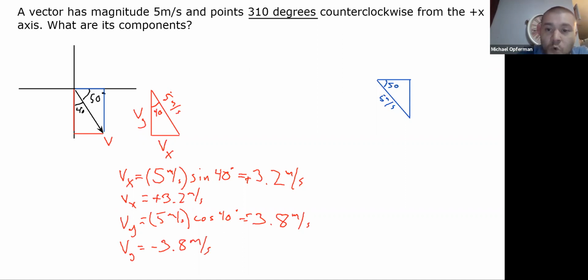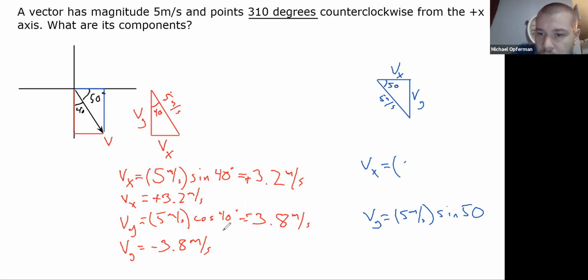All right. What if you solve it using the blue triangle? In this triangle, Vx is up here and Vy is over there. Now this time you can see that Vy is actually opposite of the 50-degree angle. So I'm going to have Vy is 5 sine of 50. Instead of cosine of 40, I got sine of 50. And Vx is going to be 5 cosine of 50.